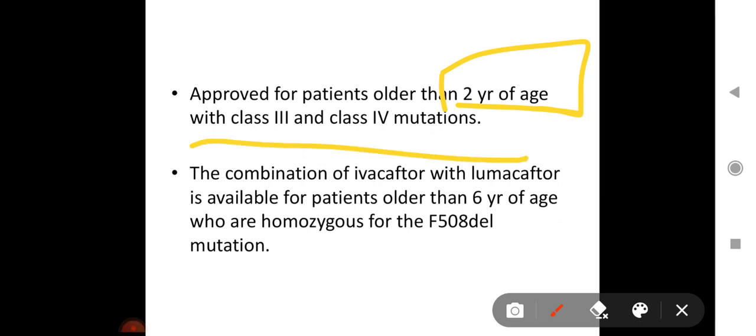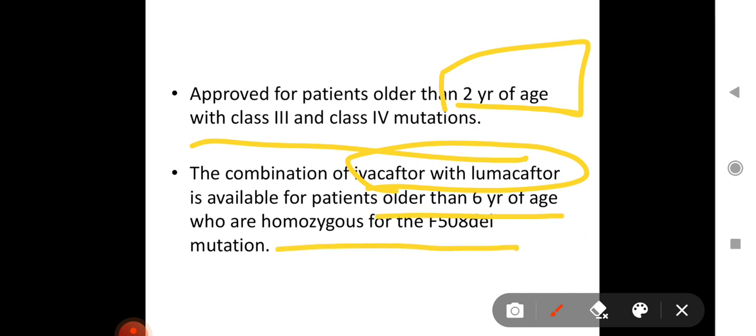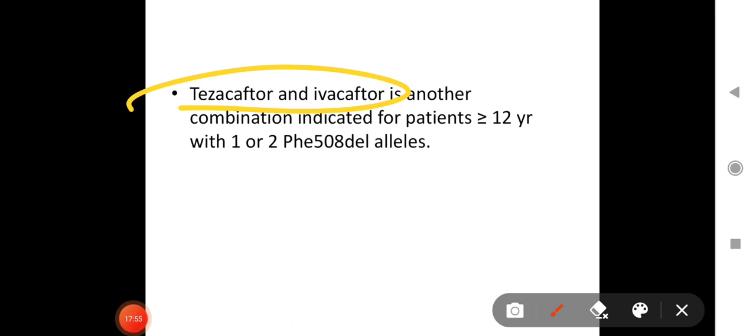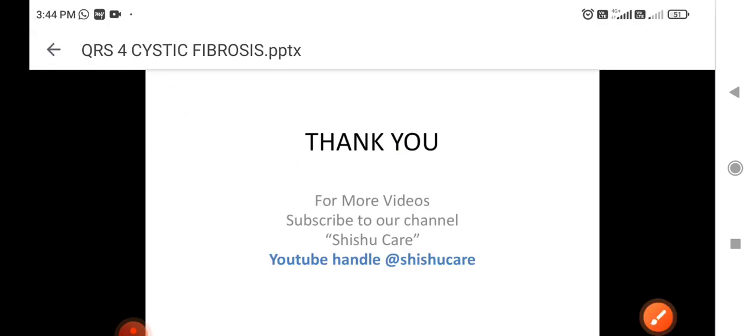The combination of Ivacaftor with lumacaftor is available for patients older than 6 years of age who are homozygous for the F508del mutation. Tezacaftor and ivacaftor is another combination indicated for patients more than 12 years with 1 or 2 F508del mutations. So different combinations, different age groups. So this was all about cystic fibrosis in short.